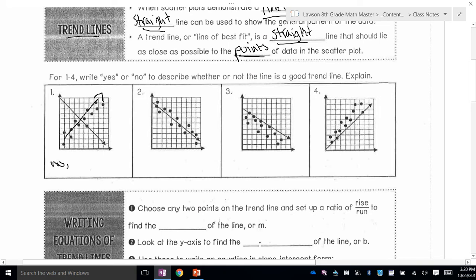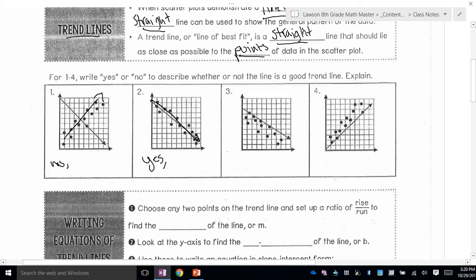Number 2, we have a trend line that's negative and our data is negative. That's good. It is going in between all the points and it follows the points very closely in the scatter plot. So I'm going to say yes, it is a good trend line.